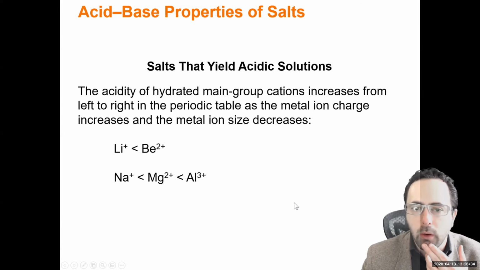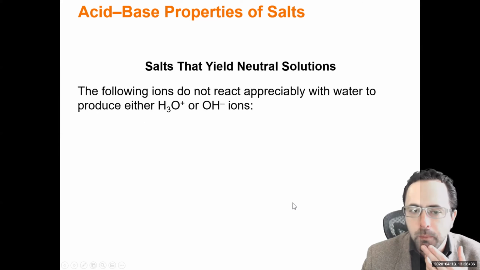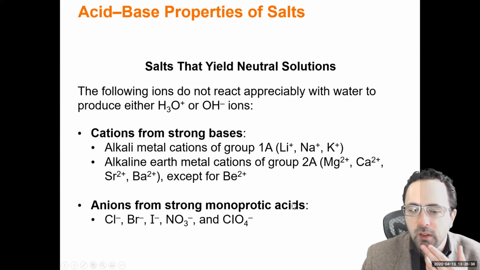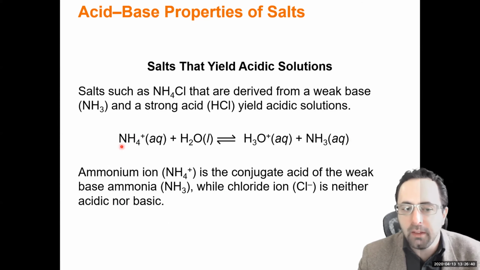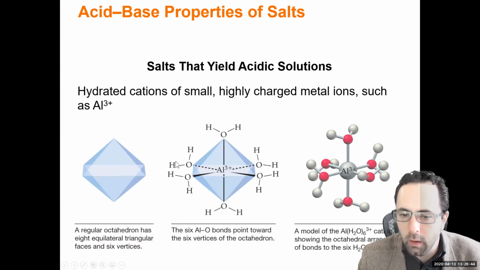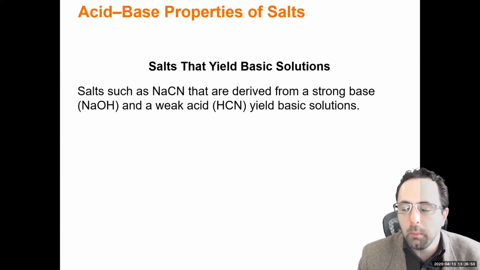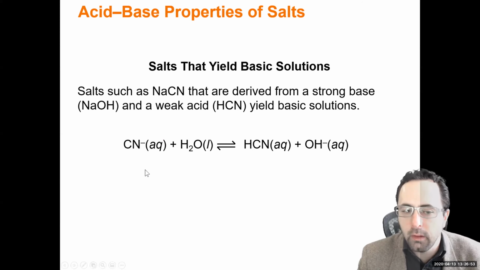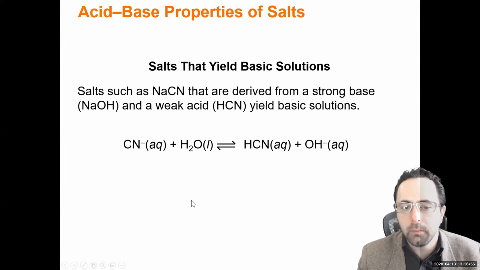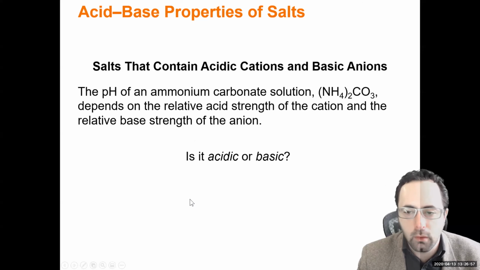So just a quick rundown. Acidic solution will be from the conjugate acid of a weak base, a cation that's a conjugate acid of the weak base, or a small highly charged cation. Basic solutions will come from negative ions that are the conjugate base of a weak acid. Otherwise, the solution is neutral.